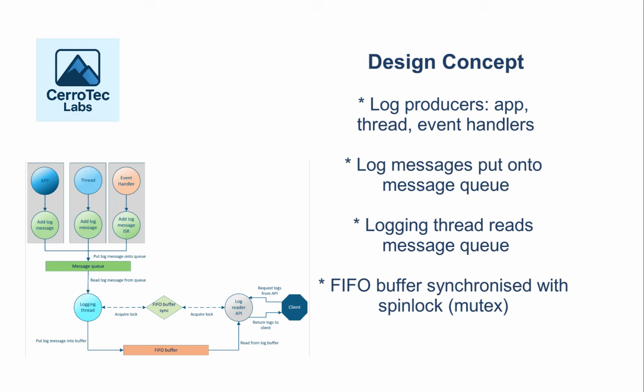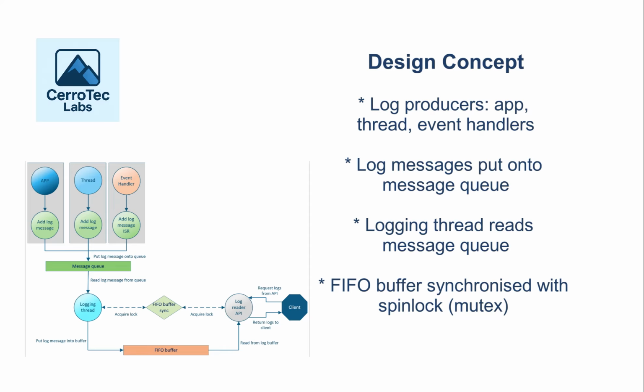There are several log data producers, including the main app itself, any tasks that are running, and events. Please note that the log messages produced by an event have an additional synchronization requirement. There is a method in the code for handling just this case. Log messages are placed onto the message queue. The message queue handles thread synchronization.